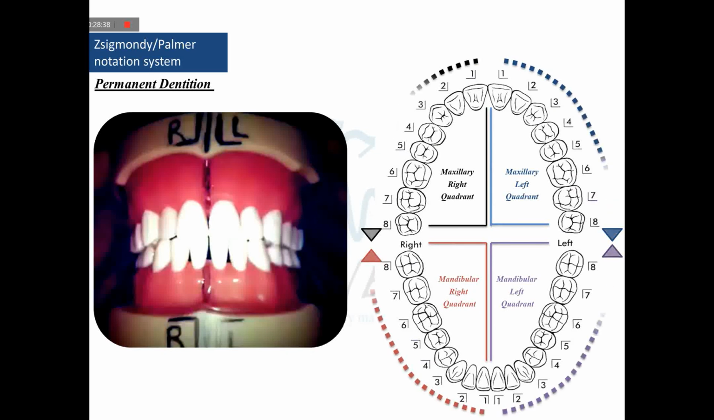In the upcoming lectures, we will be discussing the rest of the two tooth numbering systems, that is the universal numbering system and the FDI numbering system as well.